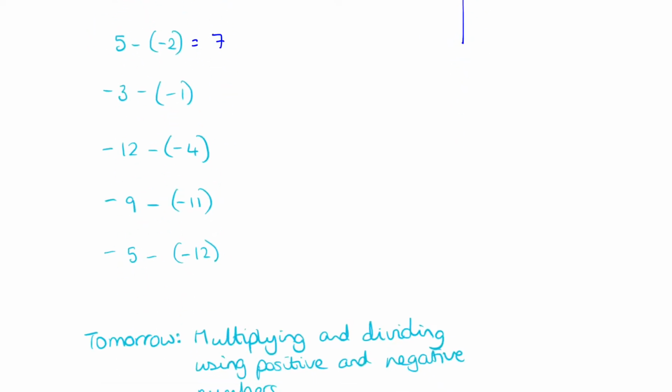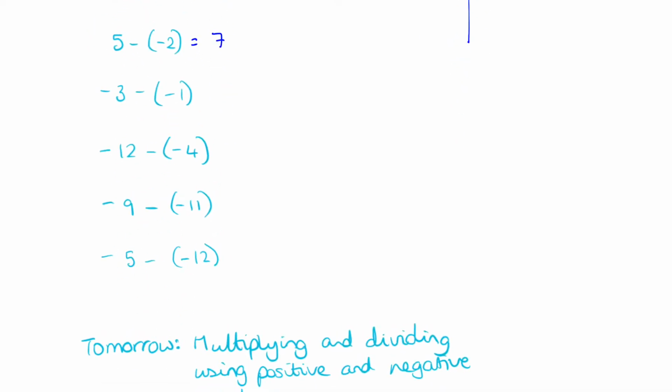Okay? If we start at negative 3, so we're down at negative 3. And again, if I take away some negativity or remove some coldness, it's going to get warmer. Your mood is going to increase or improve. So we're going up the way. So here, negative 3 take away negative 1 means we start at negative 3 and go up 1. So that's negative 2.